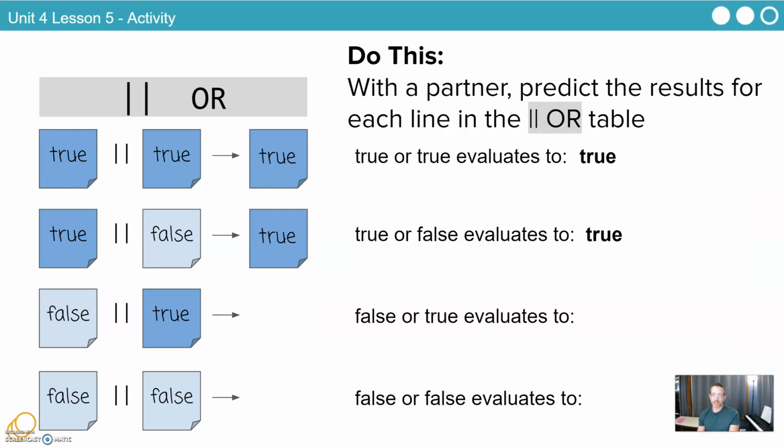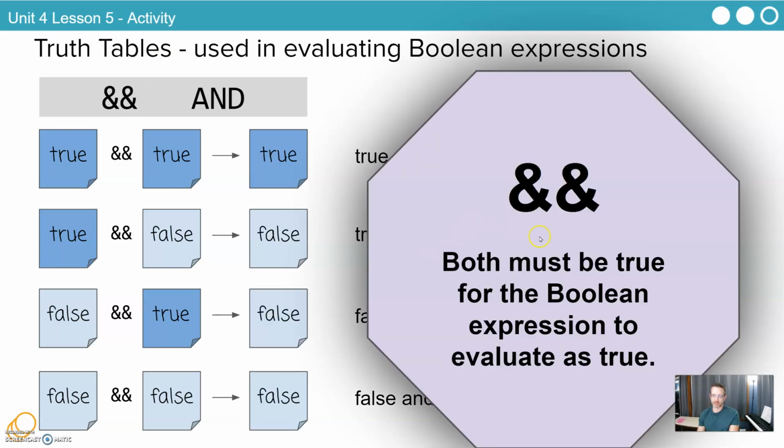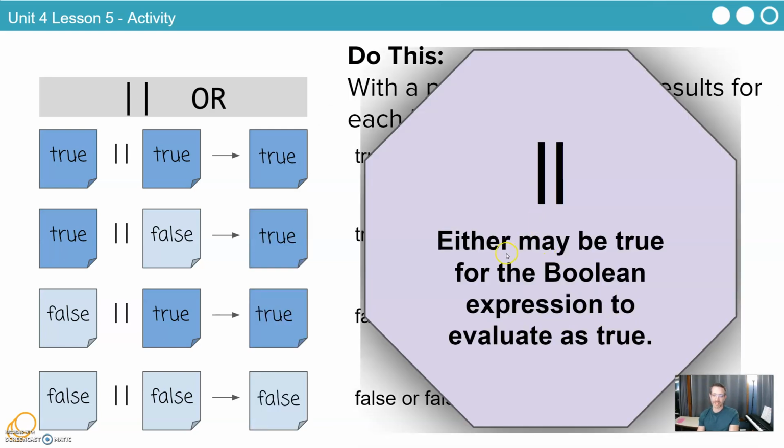So and you can take notes on this. This might make sense to start taking notes, like this symbol. Both must be true for a Boolean expression to evaluate as true. When it's the or operator, either may be true for a Boolean expression to evaluate as true.